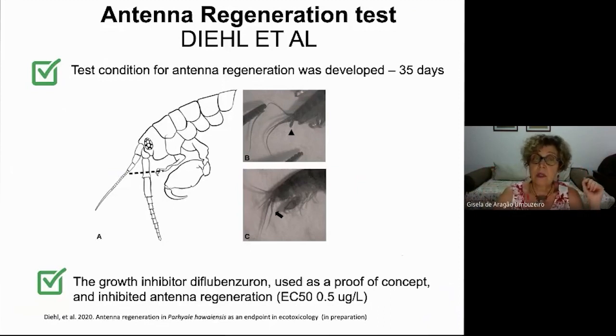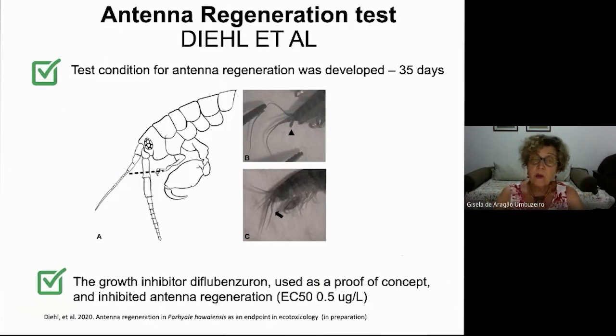The test consisted in cutting one of the antennas of the Parhyale, and then you can see in the picture with the arrow that this was cut, and then we waited for the complete regeneration of the antenna. This was very, very elegant, I think, and we were able to test as a proof of concept.